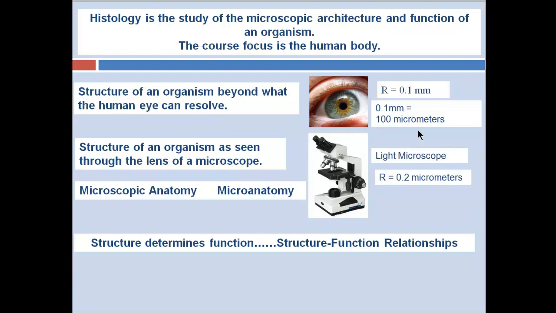The structure of an organism, as seen through the microscope, can be resolved with a better resolution or better resolving power because of the lenses used in a light microscope. And there the resolution is 2/10 of a micrometer. Now it takes 1,000 micrometers to make even 1 millimeter, so that's pretty small. The discipline is known also as microscopic anatomy or microanatomy.